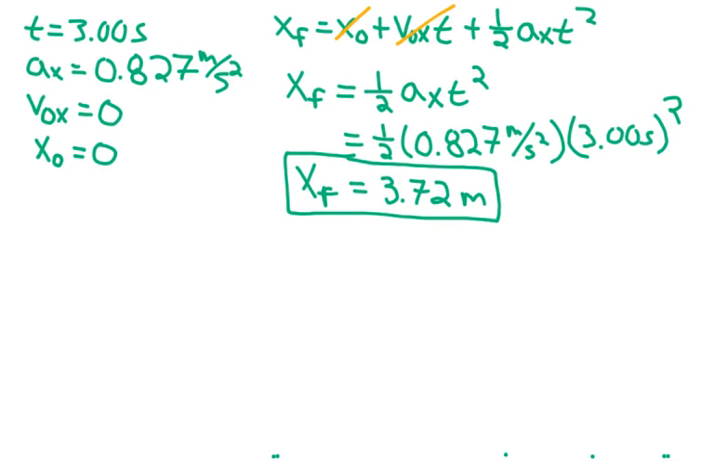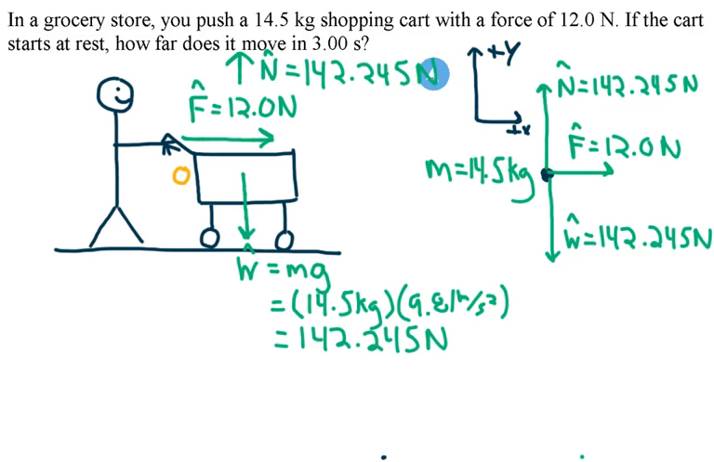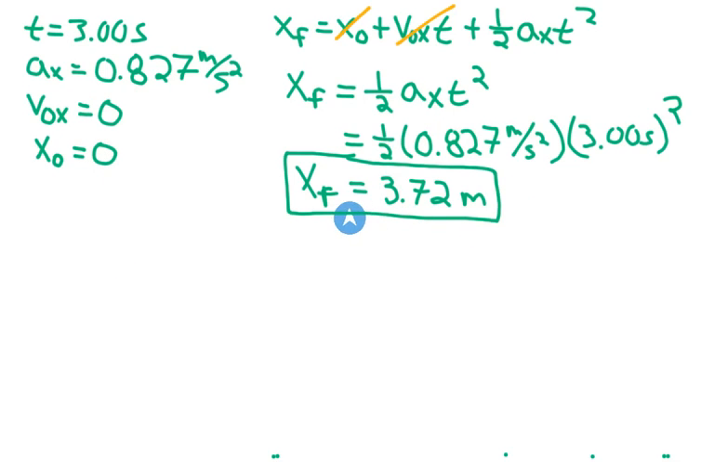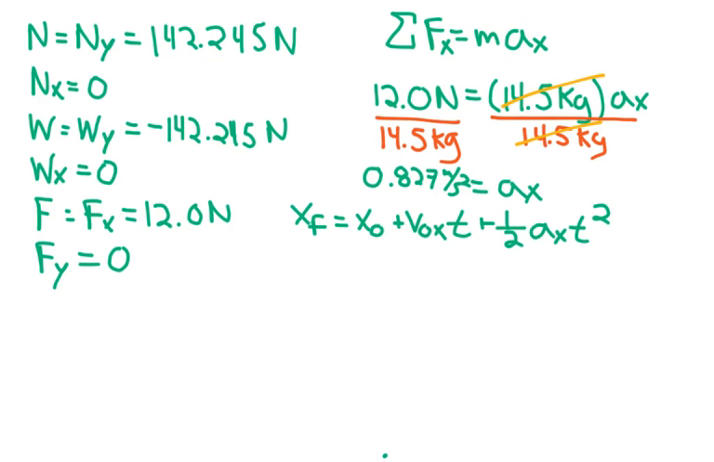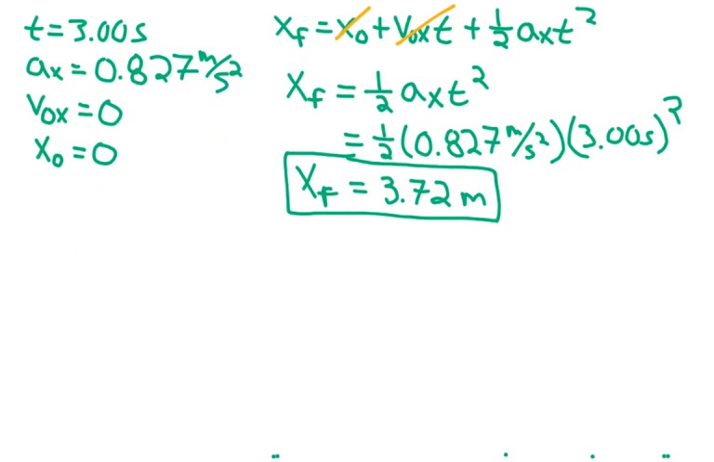So what this tells me is that in 3 seconds of pushing this cart with a force of 12 newtons, the cart travels approximately 3.72 meters. So just to summarize, now that we know how to work with the cause of motion, we're able to use Newton's second law. We solve for the acceleration of the cart, and then we use that acceleration in one of our kinematic equations, and then we solve for the distance that we travel.